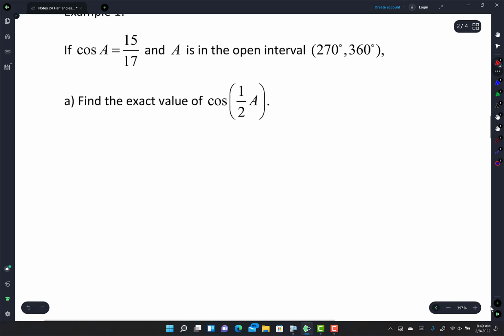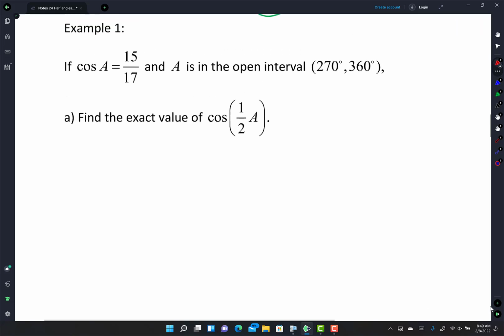So let's do this one here, guys. Here's how your exam's going to look. It's going to be very similar to this. It says cosine A equals 15 over 17, and A is in the open interval 270 to 360. Find the exact value of cosine half A. And I want you to do it with what we just learned.